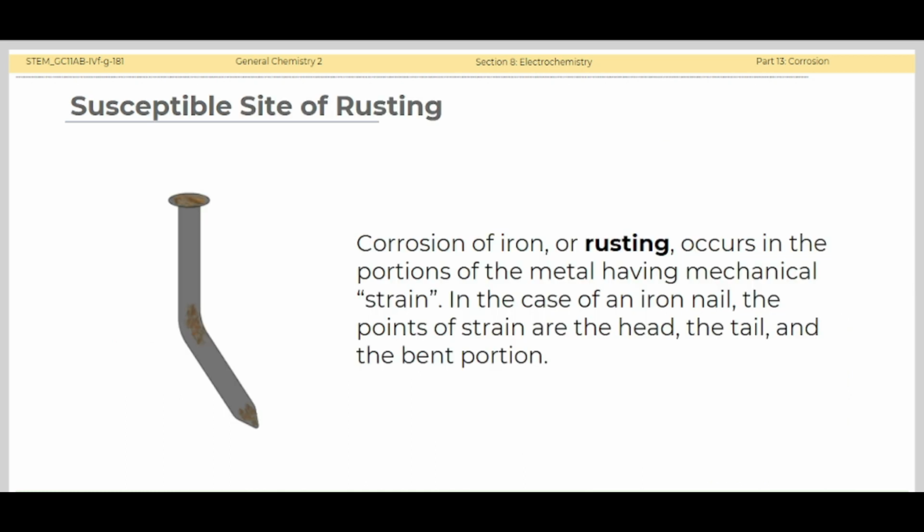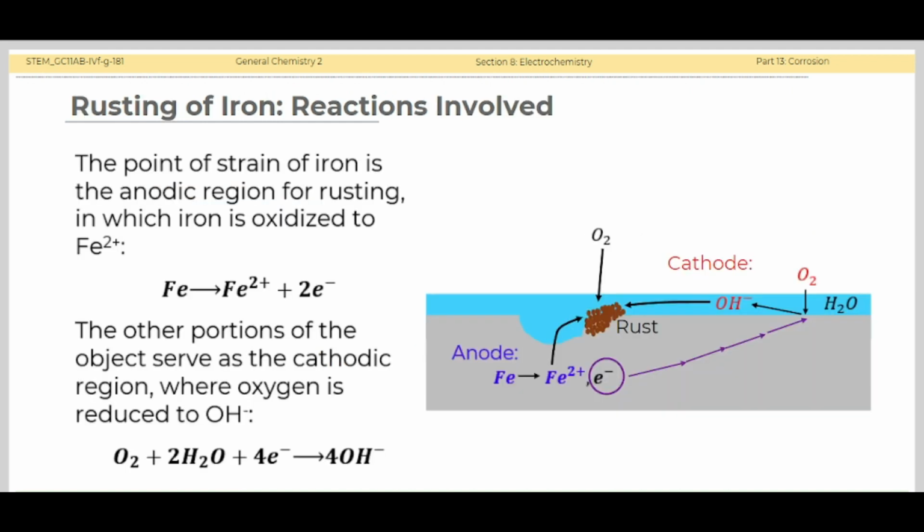Corrosion of iron, or rusting, occurs in the portion of the metal having a mechanical strain. In the case of an iron nail, the points of strain are the head, the tail, and the bent portion. The point of strain of iron is the anodic region for rusting, in which iron is oxidized to iron 2 ion. The other portion of the object serves as the cathodic region, where oxygen is reduced to hydroxide ion in the presence of water.